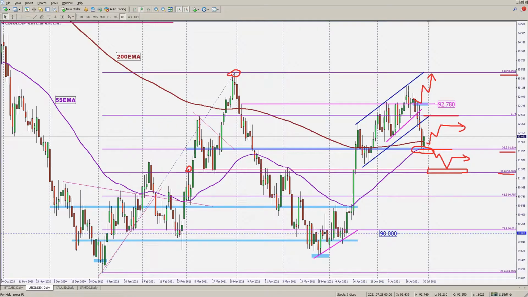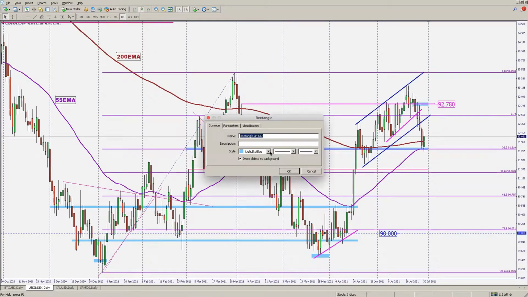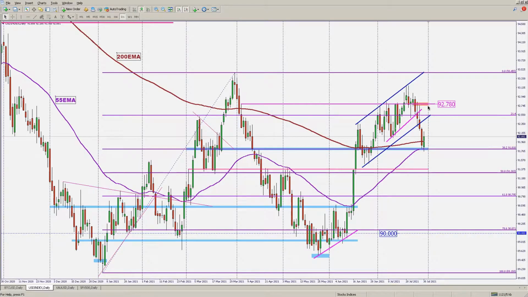Okay, so this is now resistance. So we can remove this shorter trend line here, and likely just identify this as another key support zone.